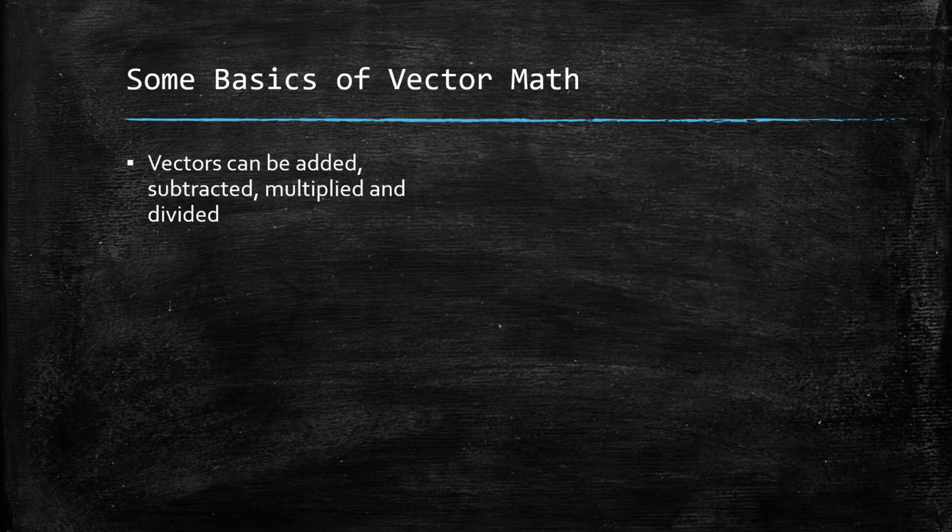So here's some basics of vector math. Vectors can be added, subtracted, multiplied, and divided. We're not going to worry about multiplication and division at this point. We're mostly going to just worry about subtraction and addition. We'll see how that plays out here.